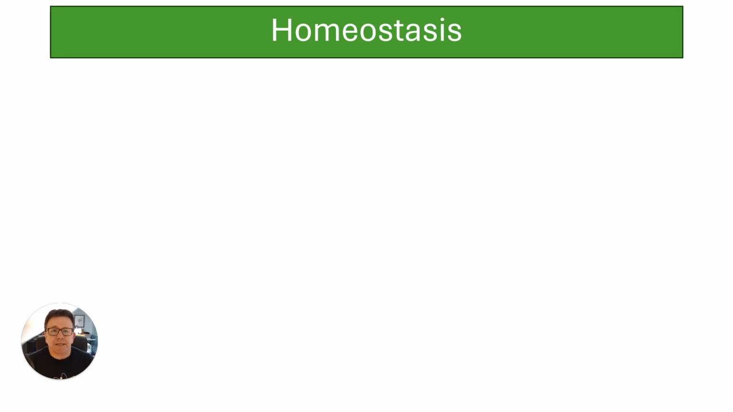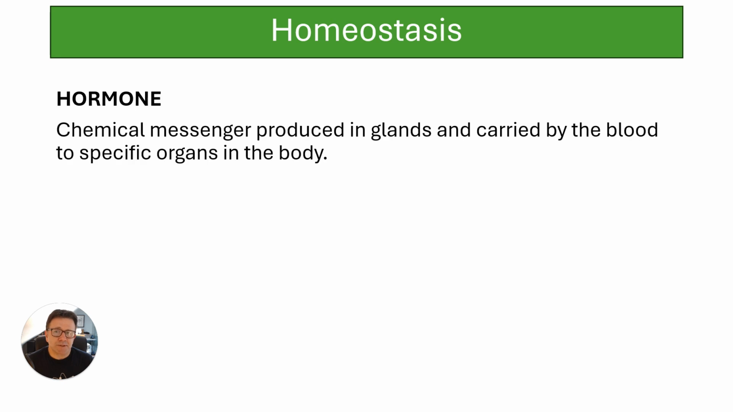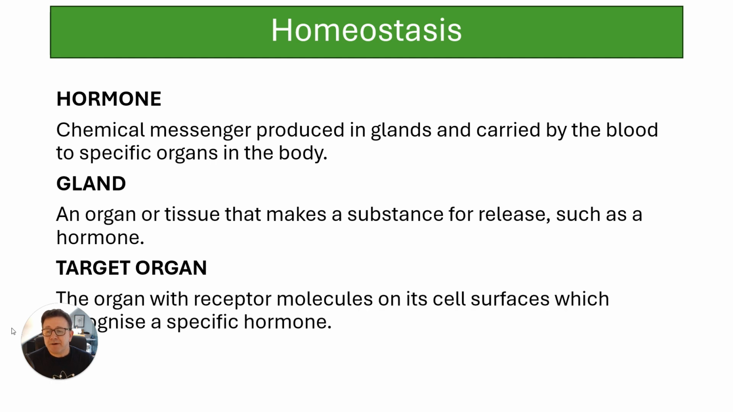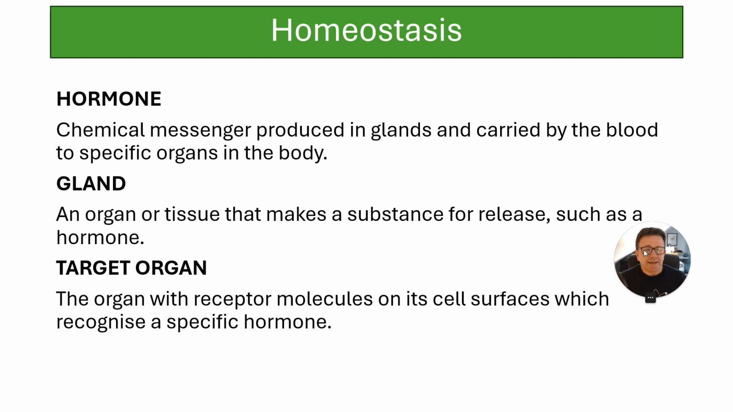The first topic is homeostasis and response. There are some keywords here. A hormone is a chemical messenger produced in glands and carried by the blood to specific organs in the body. A gland is an organ or tissue that makes a substance for release, such as a hormone. And finally, its target organ is the organ with a receptor molecule on its cell surface which recognizes a specific hormone, which is very important when we talk about insulin.